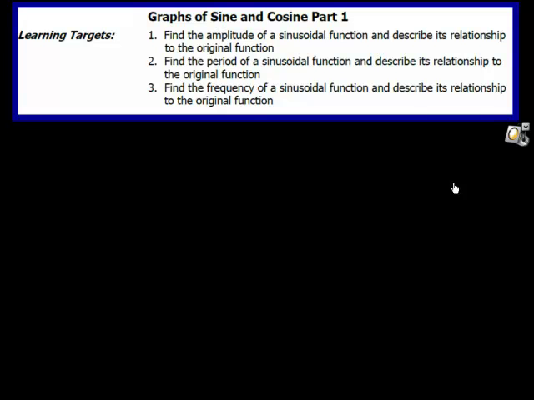Unit 9A is all about the graphs of sine and cosine, and we are going to spend a lot of time this unit actually graphing the trig functions. But for today, we're just going to focus on the general properties of sine and cosine curves.